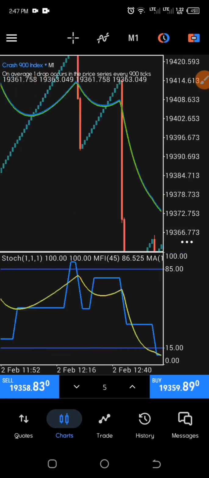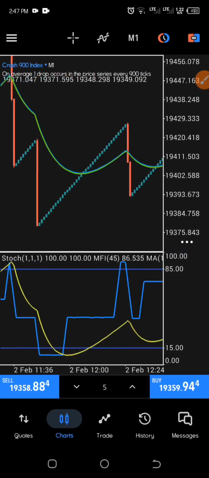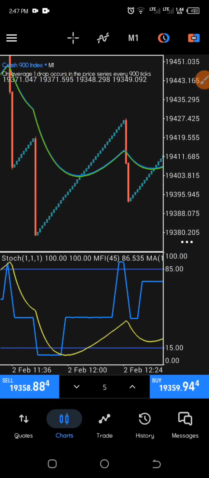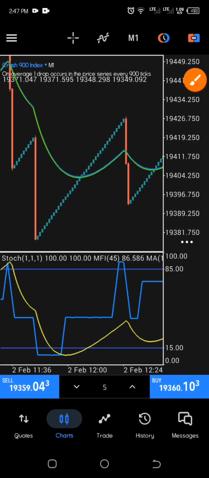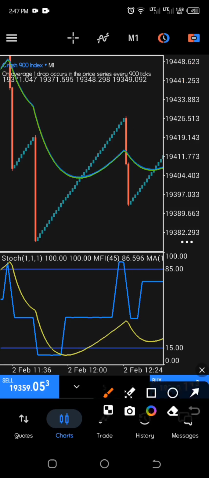Now this is a recent trade from the price, as you can see, and I'm going to show you guys how you can catch this move from the Crash 900. So if you want to trade with this strategy, you first want to see that the money flow index comes straight to the 15 level of the stochastic oscillator. And when it comes to the 15 level, you want to see it break above the moving average, which happens right here.